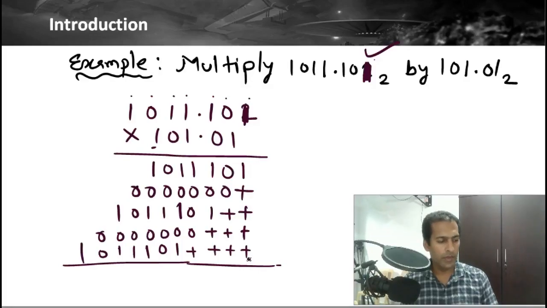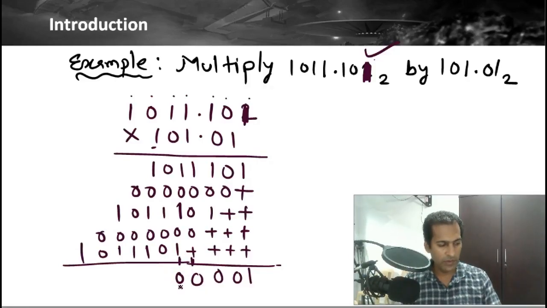Now we have to do the addition. So this one will come here as it is, 1. Then 0 plus 0, 0. Then 1 plus 1, we get 0 with 1 carry. Then 1 plus 1, we get 0 with 1 carry. 1 plus 1, 0, carry 1. Then again 1 plus 1, 0, carry 1.